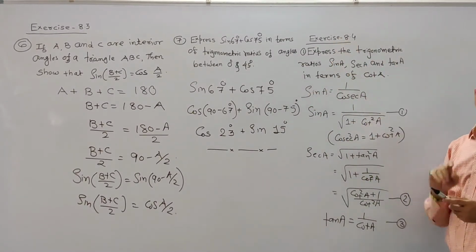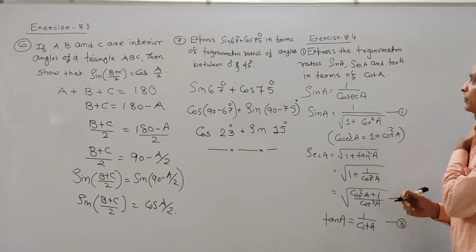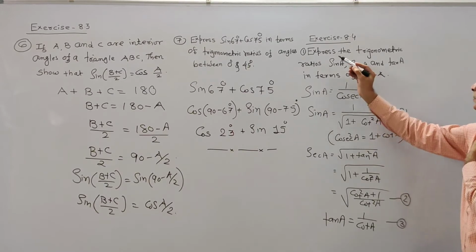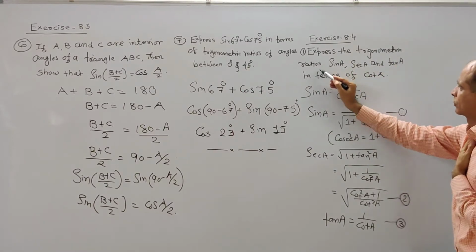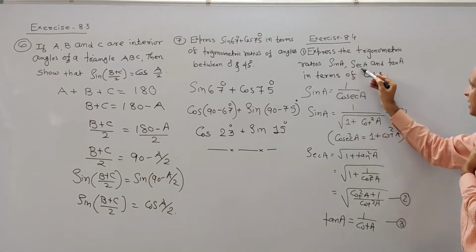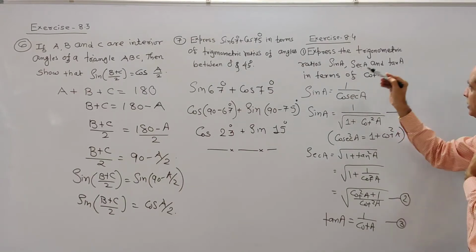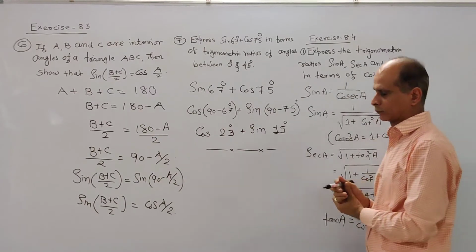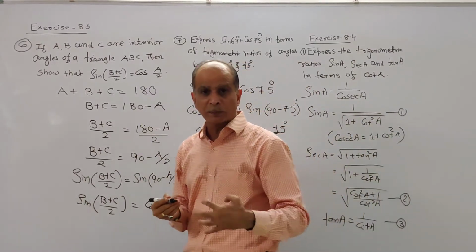Now let me start exercise number 8.4, first example. Express the trigonometric ratios sin A, sec A and tan A in terms of cot A. So here you have to prepare a formula.